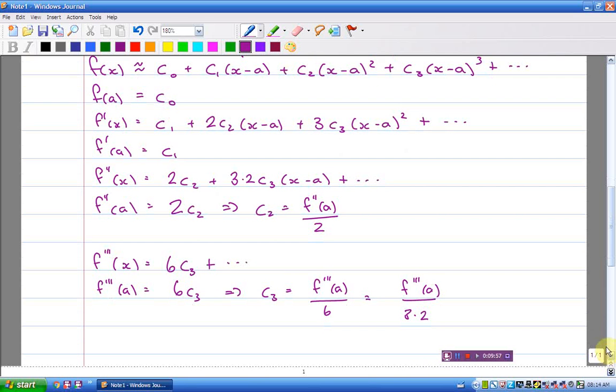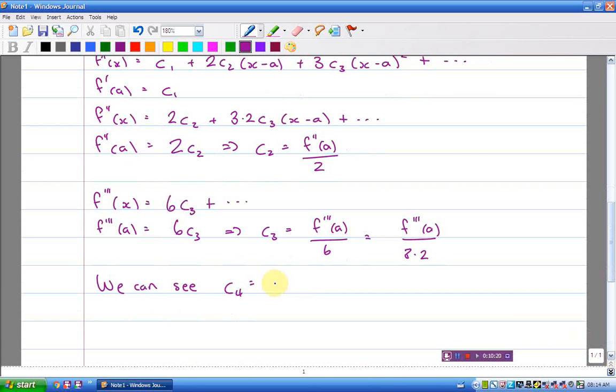Think about the next term that I haven't written. It would have started off with the power 4. I would have had a 4 come down, and the next derivative of 3 would have come down, and the next derivative of 2 would have come down. And so the next term would have been the fourth derivative over 4 times 3 times 2 times 1. We can see that c4 would be the fourth derivative evaluated at a over 4 times 3 times 2 times 1, because it's that pattern that you get when you differentiate a polynomial over and over.